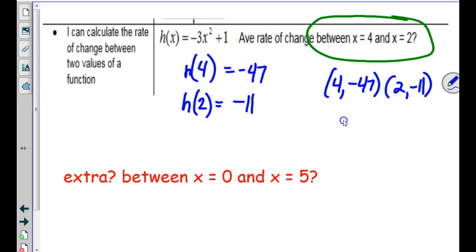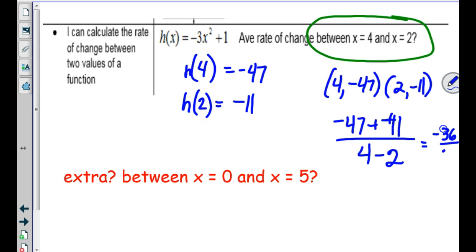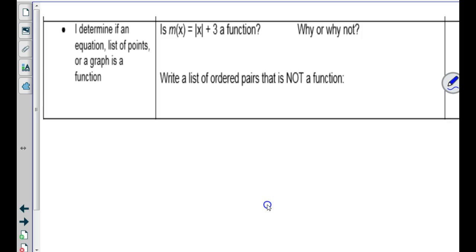Are we good? Okay, then you have to do slope, and remember it's change in y over change in x. So we get -36 over 2. Anybody get a -18? Did anybody already look at this? You got this? Okay. Do you need me to do another extra one of those or not? Okay. And then determine if it's a function.